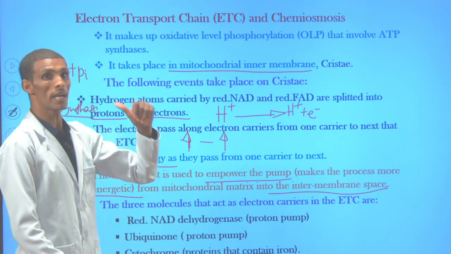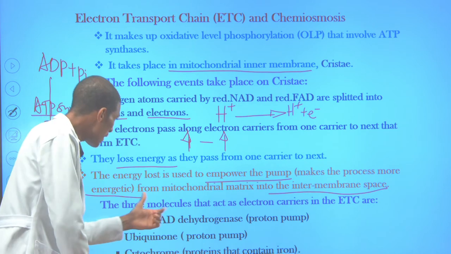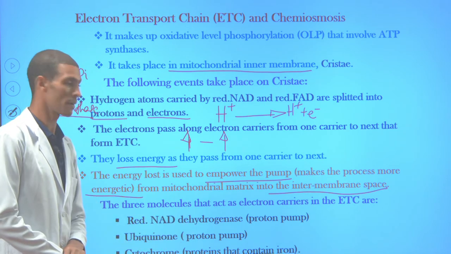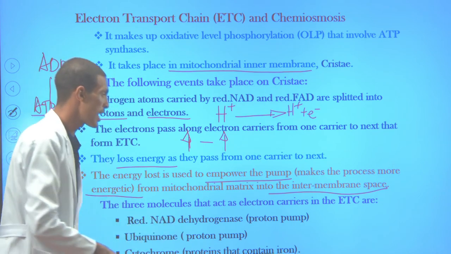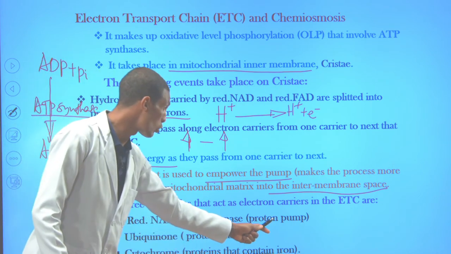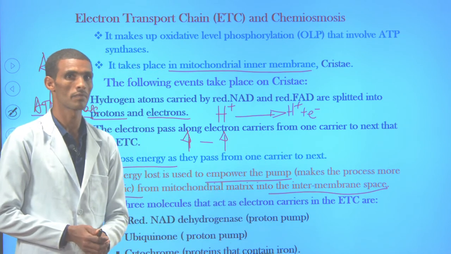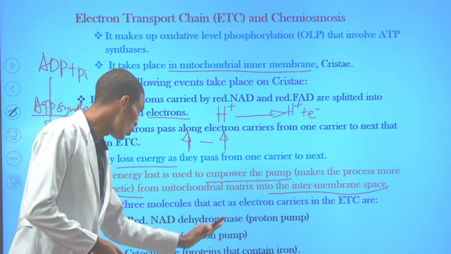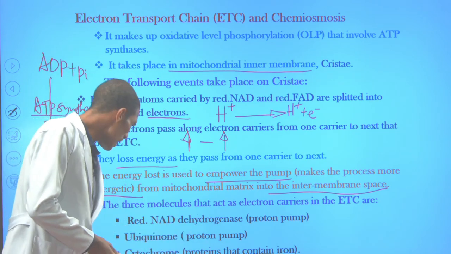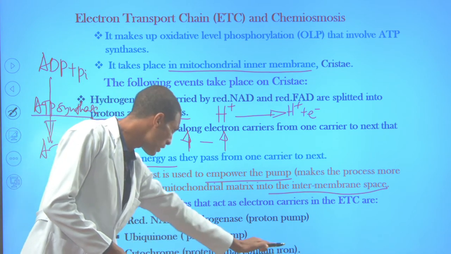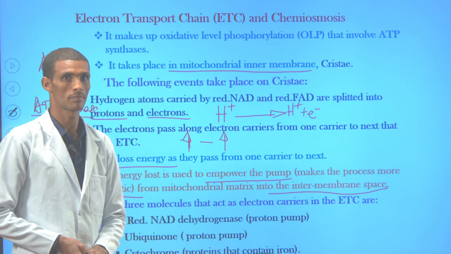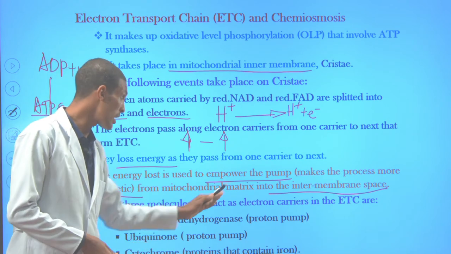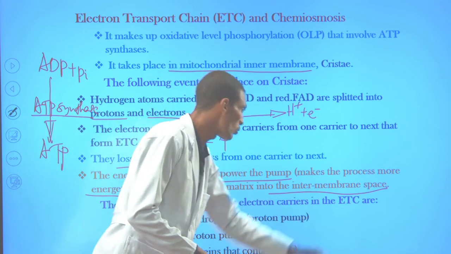Like that of the earlier reaction, there are three main electron carrier molecules found in the mitochondrial inner membrane. One is reduced NAD dehydrogenase, which acts as a proton pump from one carrier to the next. Again, ubiquinone, which is important as a proton pump. And there is a cytochrome, which is a protein that contains iron. These three are the most important electron carriers found in the electron transport chain.